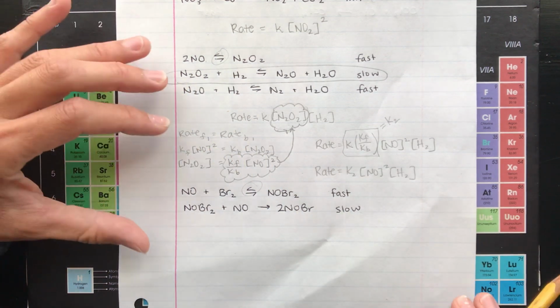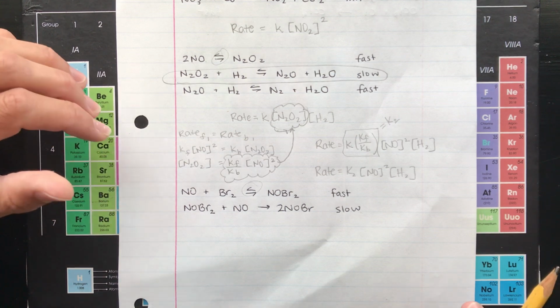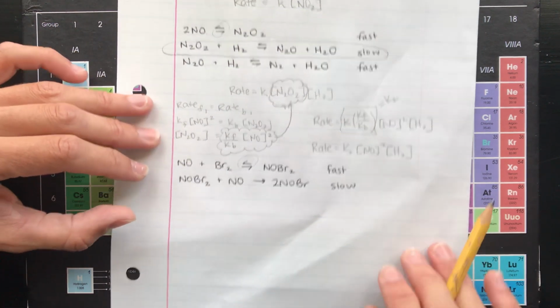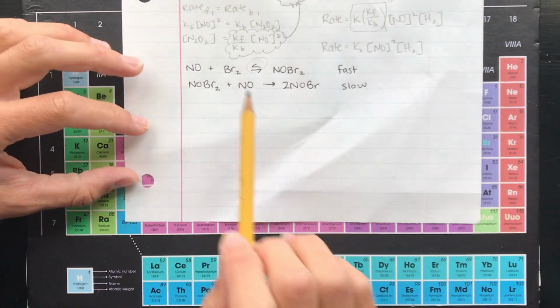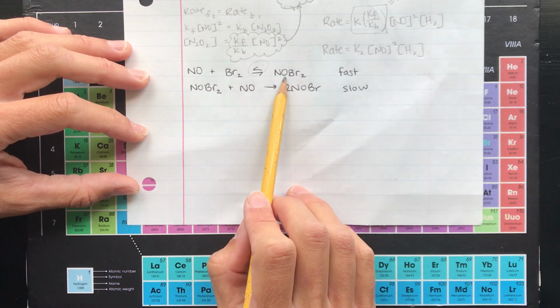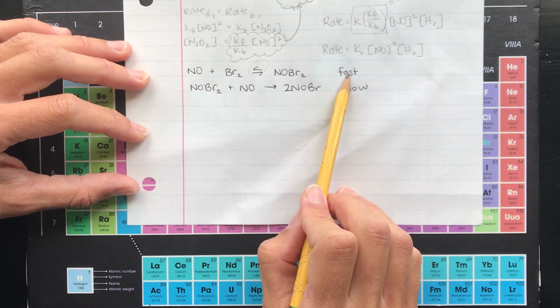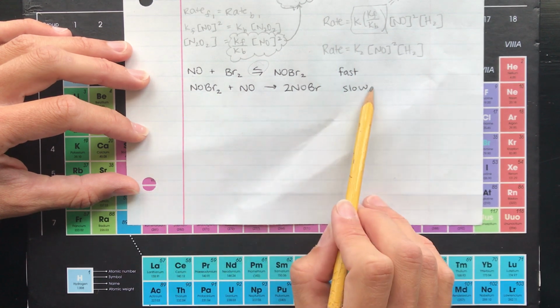Okay. I'm going to do this 2 more times just so that you can get a sense of the algebra. Then I'm going to go back and show you the shortcut. So here's the next one. You'll notice NO is a really common one for these. So NO reacts with Br2 in equilibrium, but it's fast. The slow or rate determining step doesn't come till later in the mechanism here.